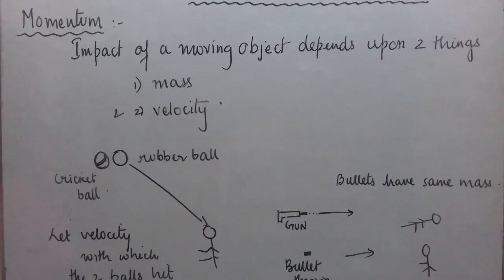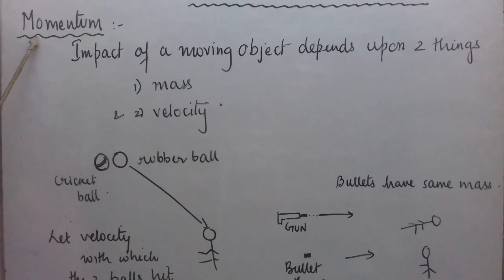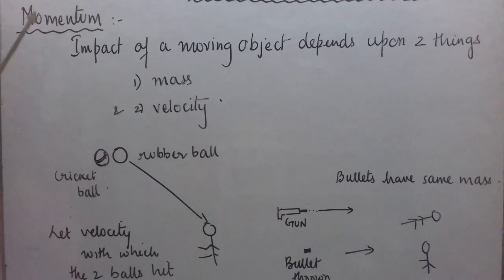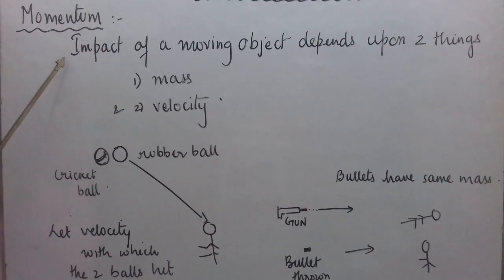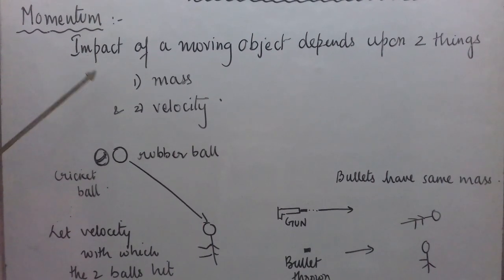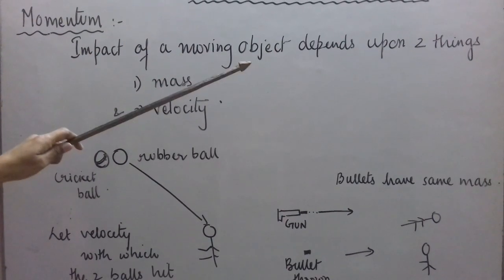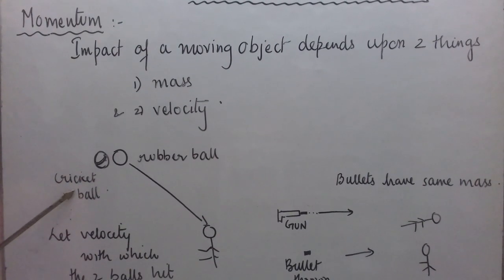Now let us try to achieve the second last outcome, that is momentum. You should know how to define the momentum of a body, and then you should be able to give its SI and CGS units. It means momentum is a physical quantity. Now let us try to understand this first. Whenever any body is moving, its effect or impact depends upon two things. Let us see which are they. Now, pay attention here.